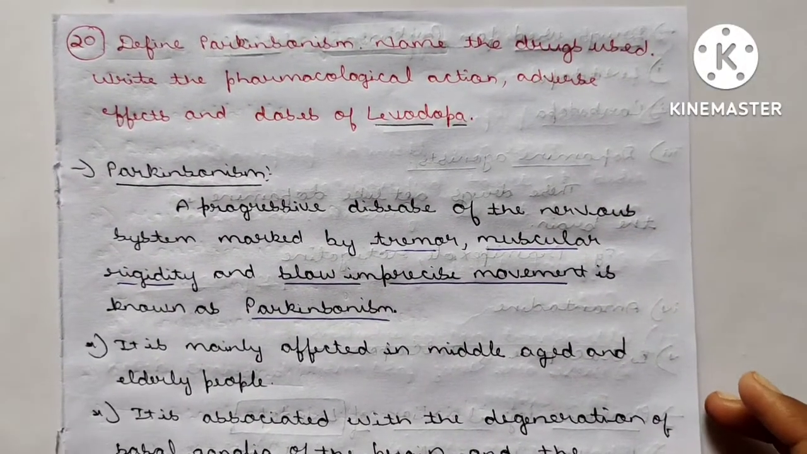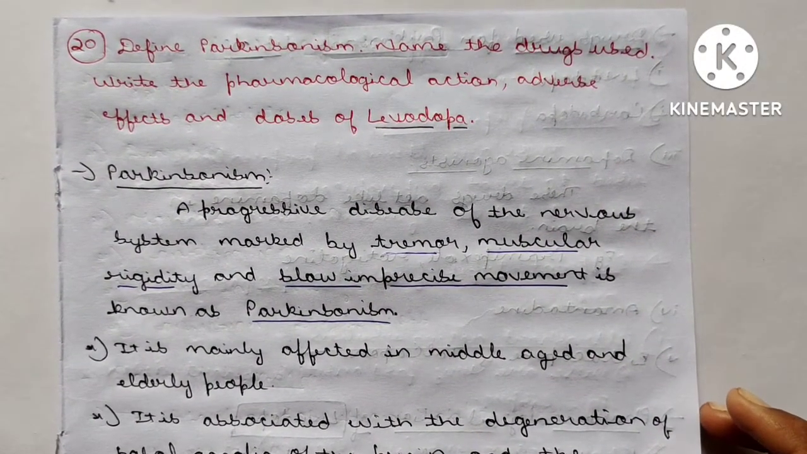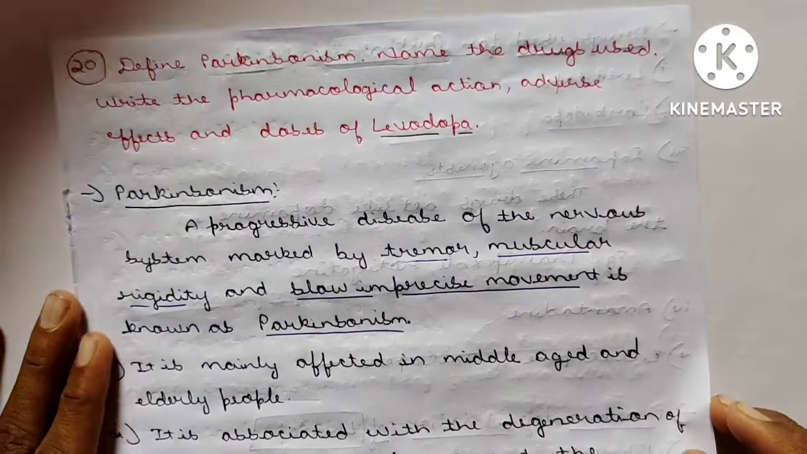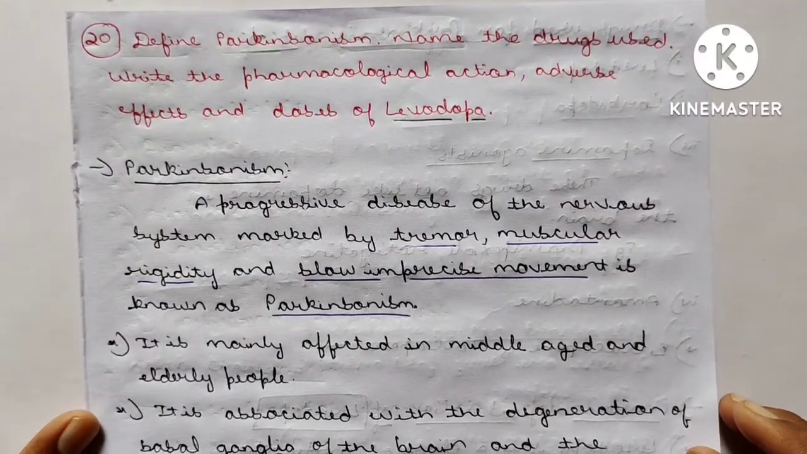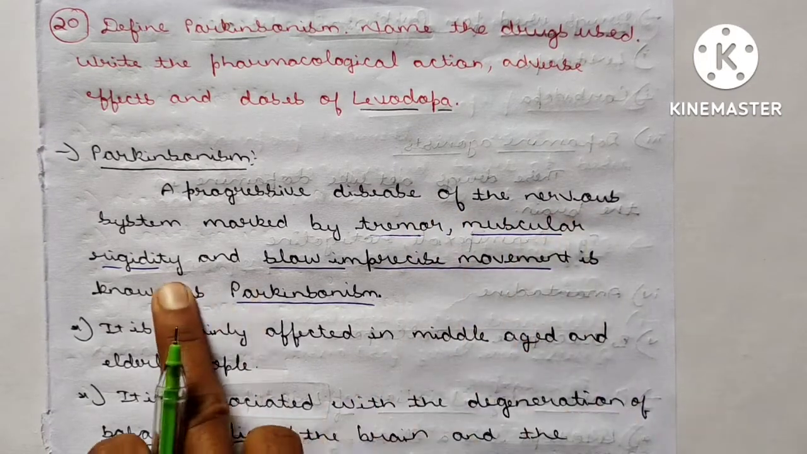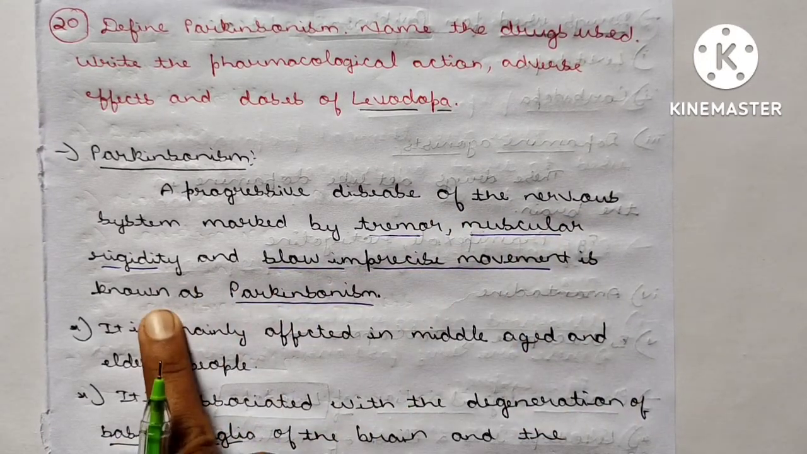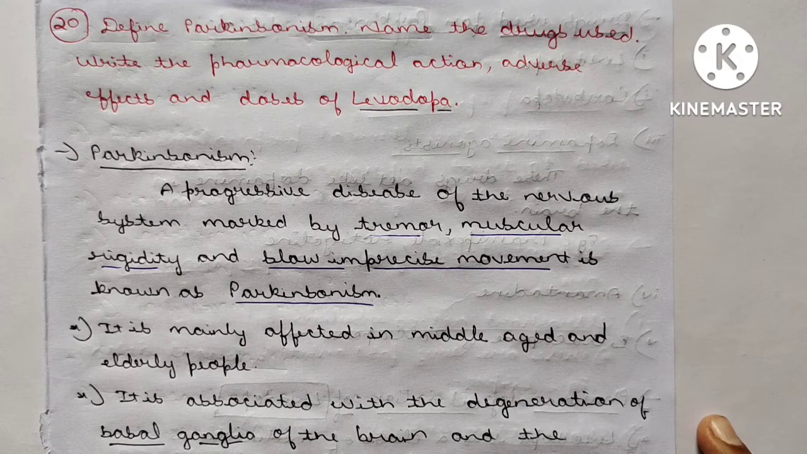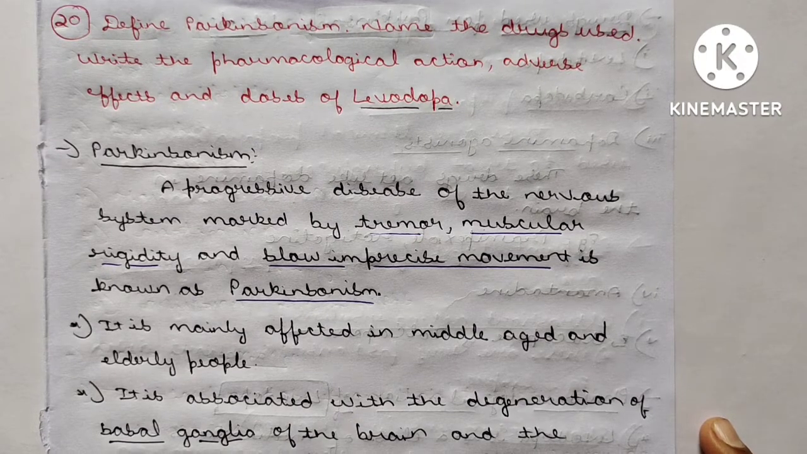Yes, let's discuss question number 20. Define Parkinsonism, name the drugs used, write the pharmacological action, adverse effects and the dose of levodopa. Parkinsonism is a progressive disease of the nervous system marked by tremor, muscular rigidity and slow, imprecise movement.